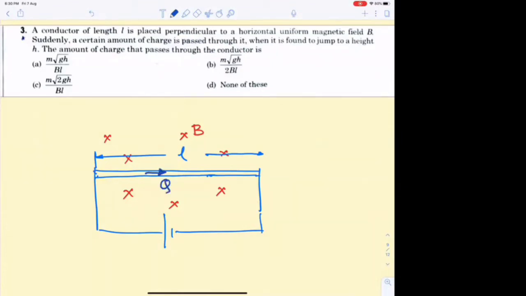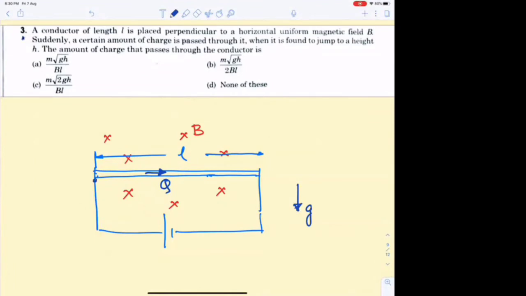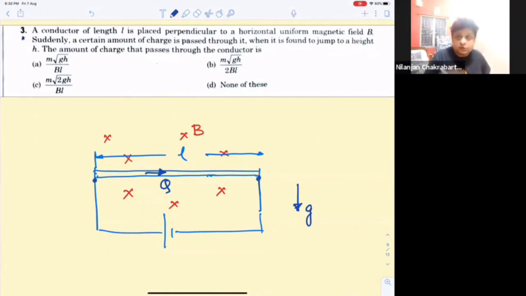Sir, which direction is this? Which view? See, it is the horizontal direction, right? So there, g is downward. This screen is in the vertical plane. And see, there is loose contact here. These contacts are loose so that the wire can jump up. Once a sudden charge passes through it, the wire can jump up.